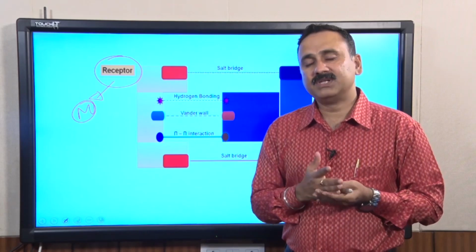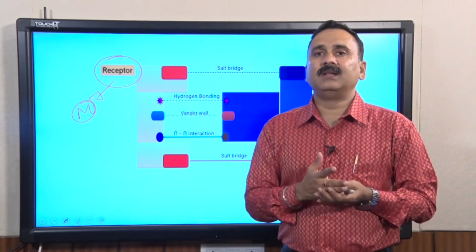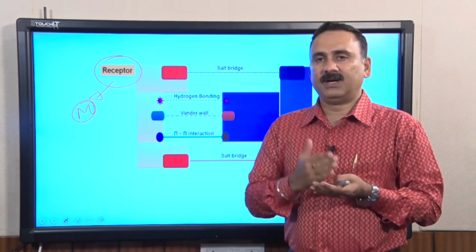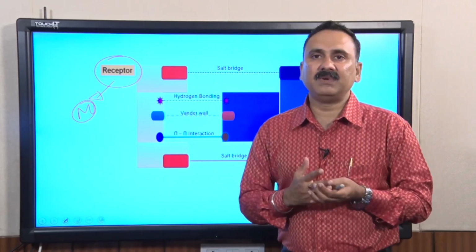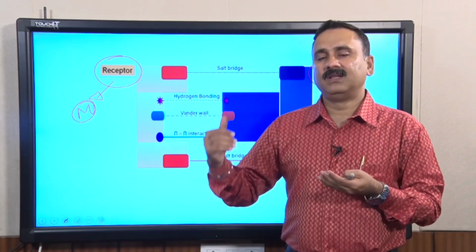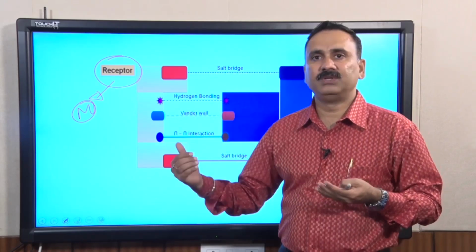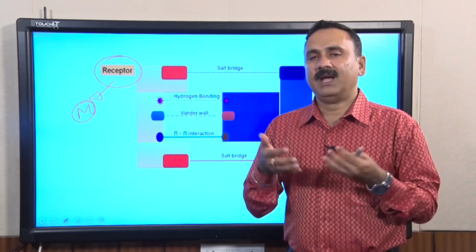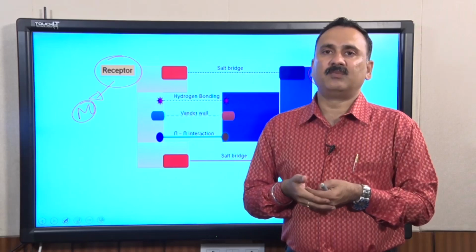So, if you would like to perform affinity chromatography, the first step is that you have to generate the receptors or the ligands. Then the second step is you have to couple these receptors to the matrix. The third step is you have to produce a protein which contains the ligands attached to it, and the fourth is you have to perform the chromatography and purify the protein.